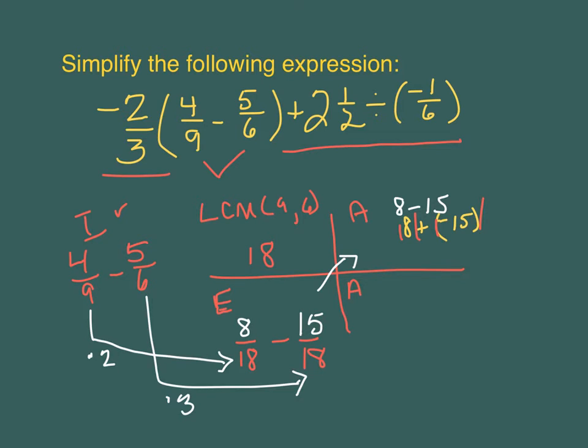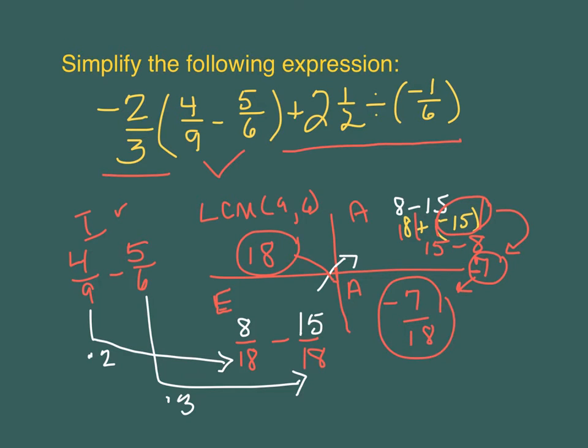And then I need to think about my addition rules. And in this case, the signs are different. Find the difference. So we're going to do 15 minus 8, which we know is 7. And then I take the sign of my larger absolute value, which is 15, and that gives us a negative 7. I'm going to take my negative 7 and my 18 and make those into my answer. So I've got negative 7/18 as my answer here.